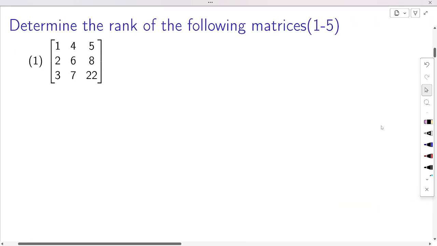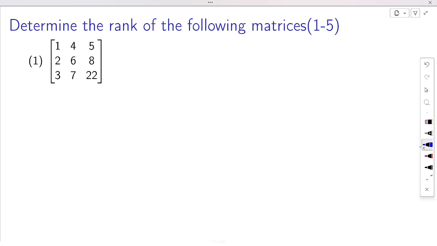In problems 1 to 5, we are given some matrices and we are asked to find the rank of these matrices. So we will convert these matrices into their row echelon form, and there we will count the number of non-zero rows to find the rank. So let us start with the first matrix.